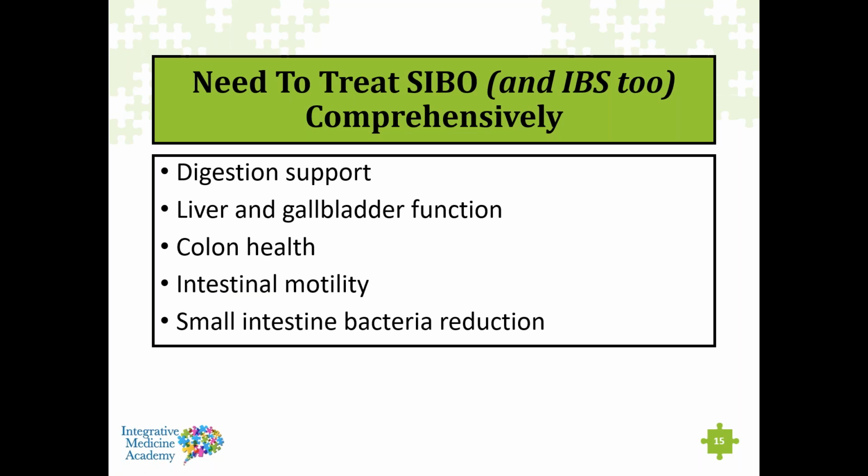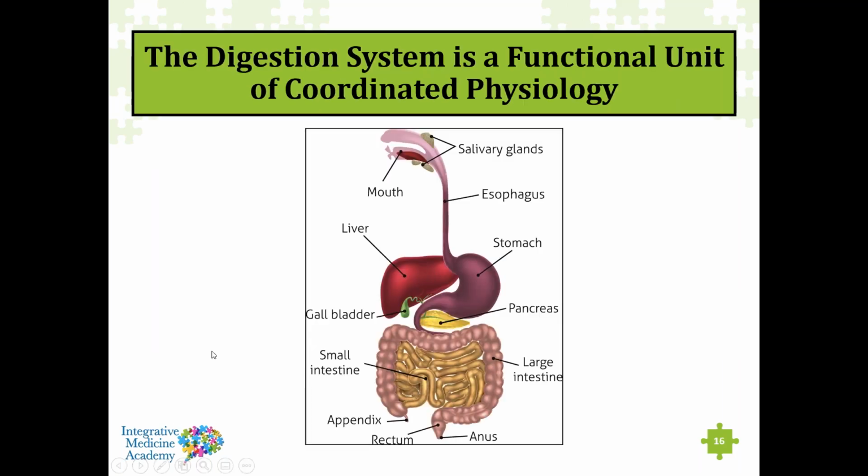So treating SIBO comprehensively, yes, we need to be able to reduce small intestinal bacterial overload, but we really also need to address digestion from a total standpoint: liver and gallbladder function, as well as things happening in the large intestine, as well as trying to promote intestinal motility. The digestive system is really a functional unit of coordinated physiology.